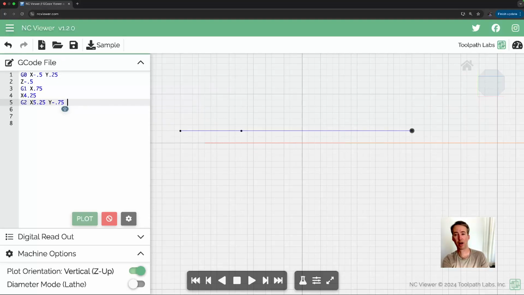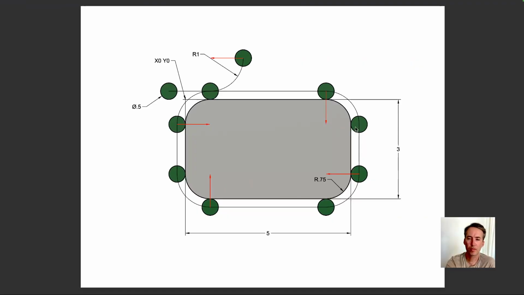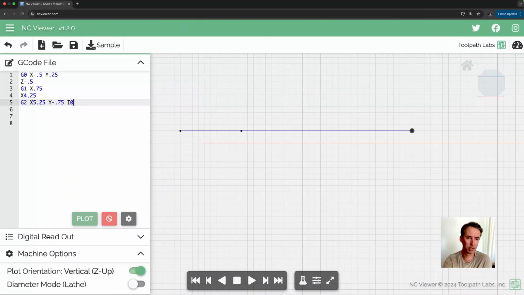Okay, but now we need our I and J. So I is, like I said, the incremental distance from the start point to the midpoint along X. So if you think about X, X is really to the right, positive. So from here to here, along the X direction, it's actually 0. So I'm going to say I0.